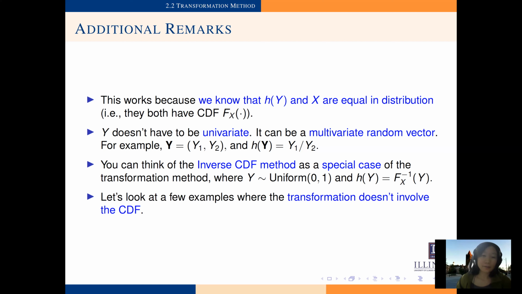However, instead of looking at the inverse CDF method, which is a transformation method, but where we still have to use the CDF to get the inverse, let's look at a few examples of the transformation method where the transformation doesn't actually involve the CDF of the distribution.